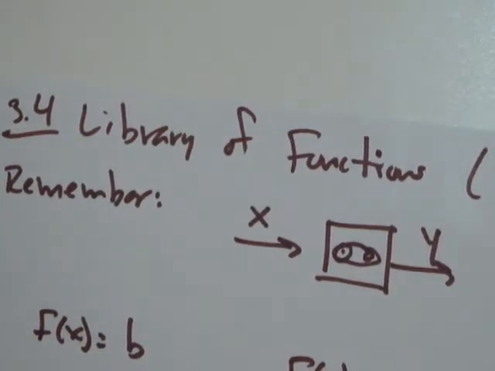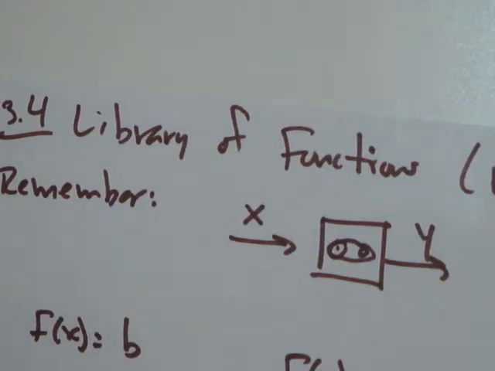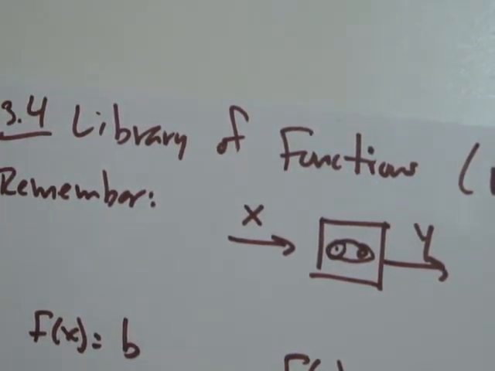Now guys, we call this the library of functions because most every function after this that we do is going to be some variation of these. Alright, so take a look at 3.5 and you'll understand what I mean when we look at transformations of these functions. Okay, good luck.